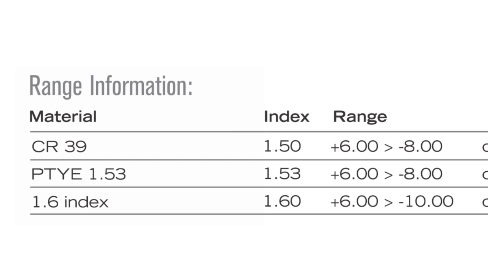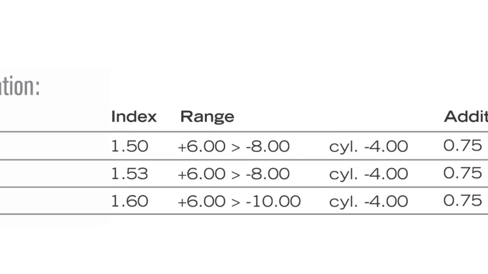Next, let's look at some range information. So first of all, the lens will be available in 3 materials. There's CR39, Protect Your Eyes 1.53 index, and Protect Your Eyes 1.6 index. Looking at the power ranges, the spherical equivalent will go from +6 to -8. And interestingly enough, on the 1.6, we can provide you with a +6 to a -10 diopter sphere. This is because the new technology allows for a flat base curve, and we can produce a much more aesthetically pleasing lens design.